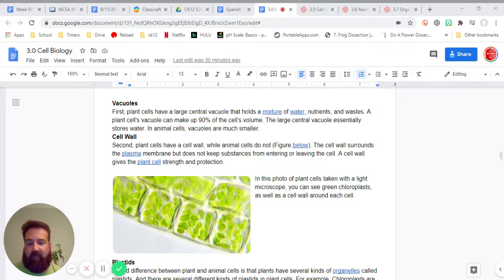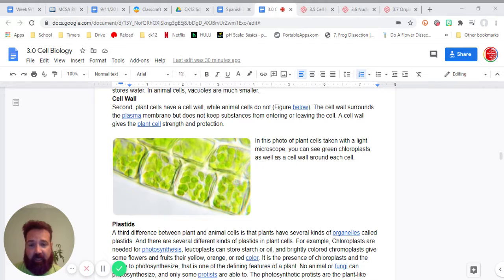Cell wall. Second, plant cells have a cell wall, while animal cells do not. See the figure below. The cell wall surrounds the plasma membrane but does not keep substances from entering or leaving the cell. A cell wall gives the plant cell strength and protection.